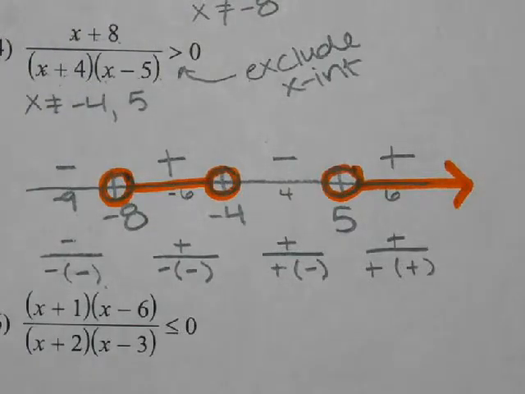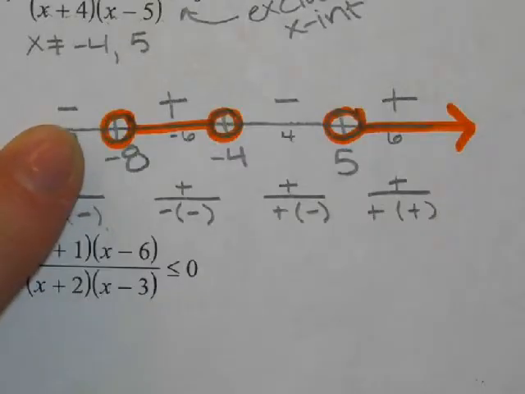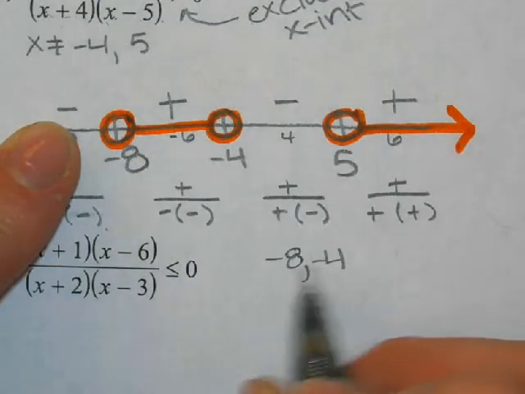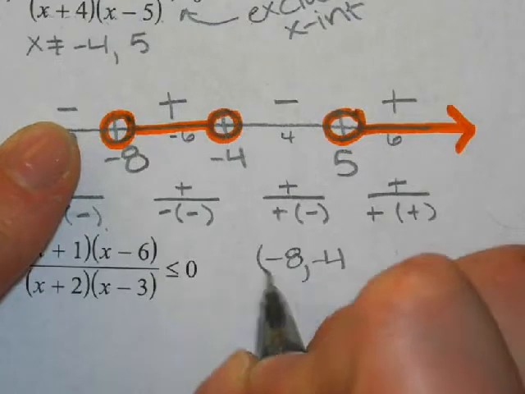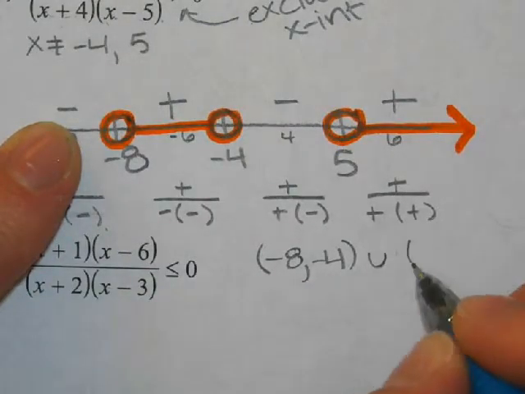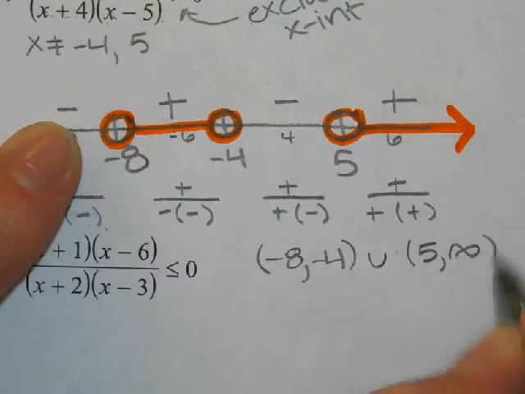I have to write my final answer either in interval notation or with inequalities using x, but I have to write the actual answer because I'm not done. So how could I write this in interval notation? And what do I put around both of those? Parentheses, because I can't equal them. And then 5 to infinity.